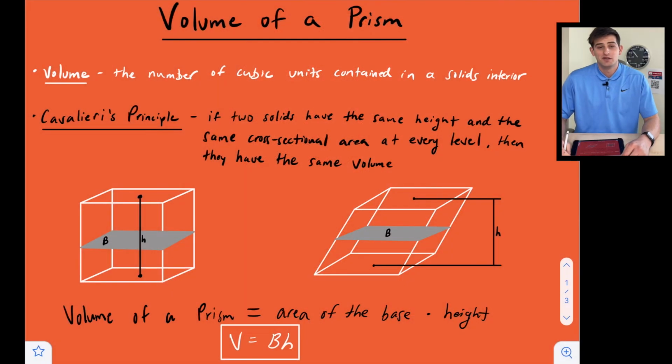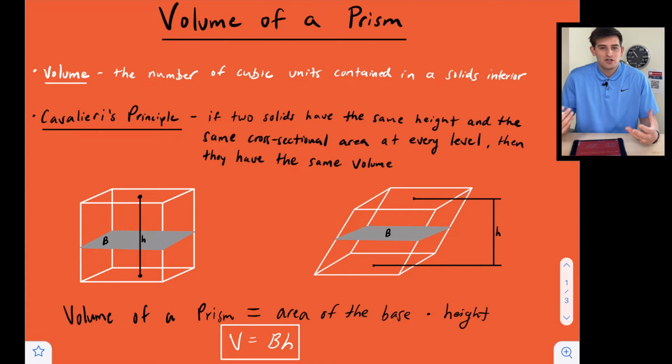Hello everybody, in this video we're going to talk about how to find the volume of a prism. So first of all, what is volume? It says the number of cubic units contained in a solid's interior. So that's what we're talking about with volume. And typically we have to multiply three numbers together, and that is length, width, and height.